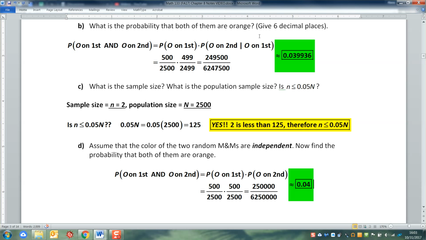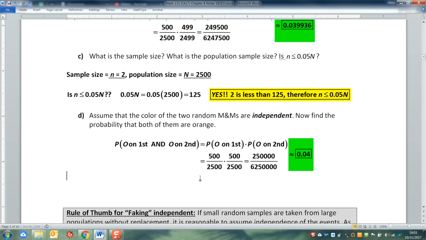But notice how similar these numbers are. It being different, dependent, right? We use the general multiplication rule up here. It gave us an answer that was just a tiny bit different, like really tiny bit different to what it would be if we assumed independence.